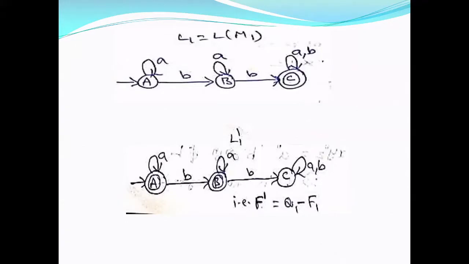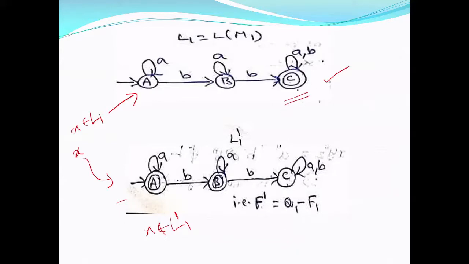If I want to accept the complement, that is L1 dash, when X belongs to L1, then X here should be rejected. If X is accepted here, then X does not belong to L1. Also it should be rejected here, L1 dash. So what should I do? When it is accepted here, it should reach one of the final states. Only one final state is now available.